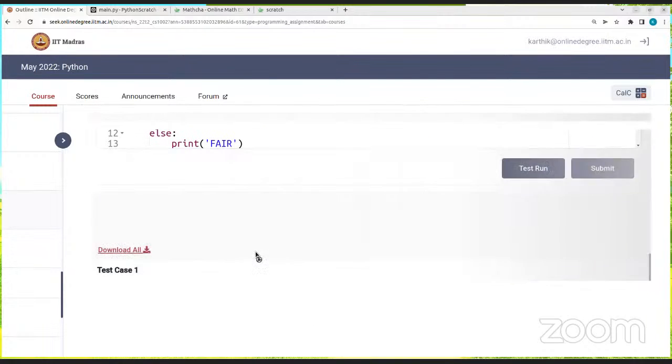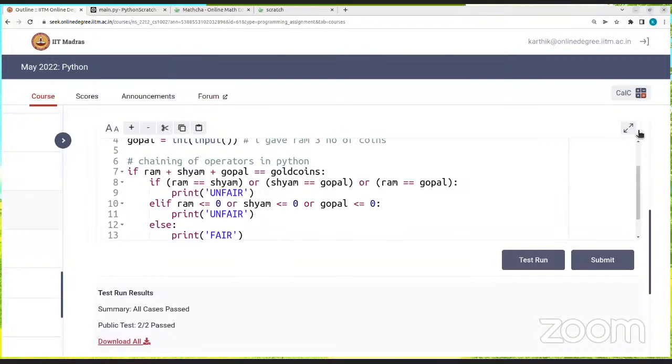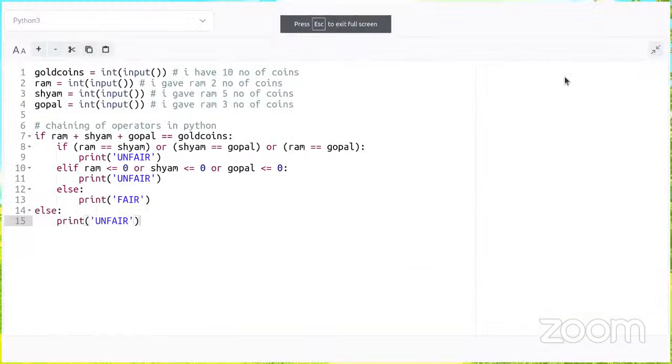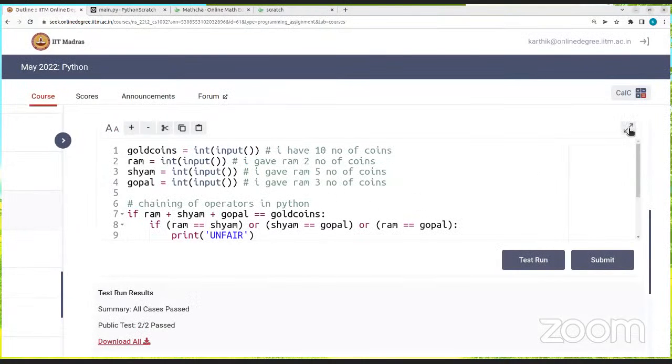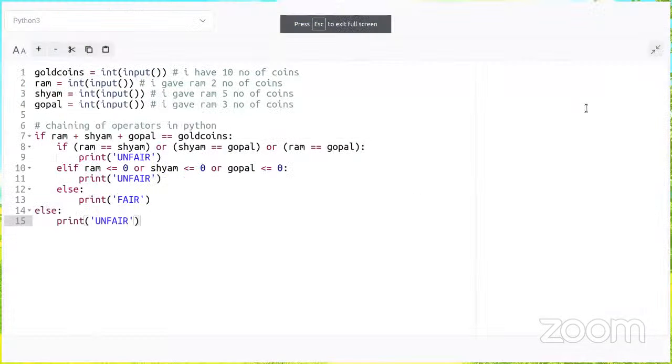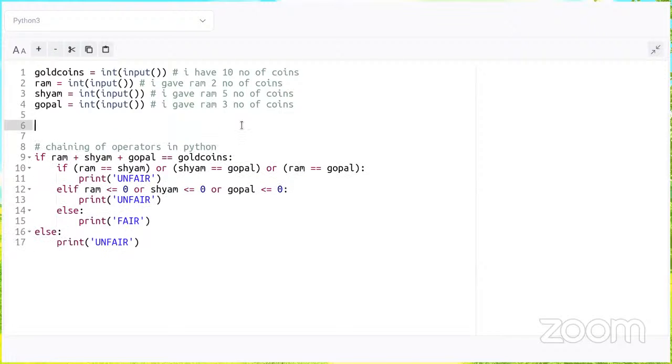Sir, here we can use not equal to, sir. Ram not equal to Sham not equal to Gopal. Will it work? No, I don't think so. I don't think you can use not equal to, right? Because I'll give you a case where I have used not equal to and all test cases are passing, which means we have to update our test cases. Our test cases are not complete.